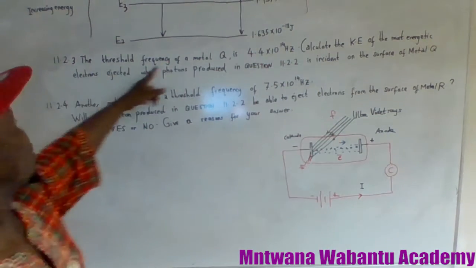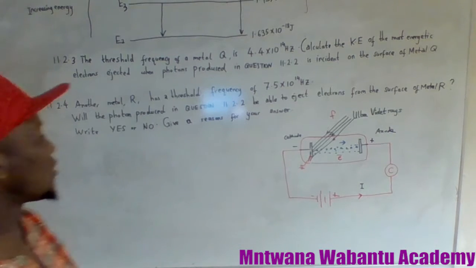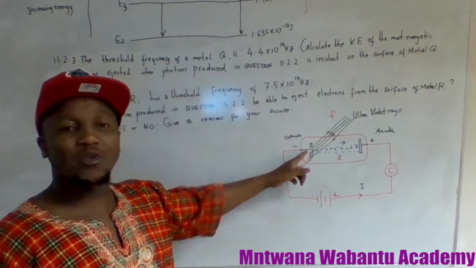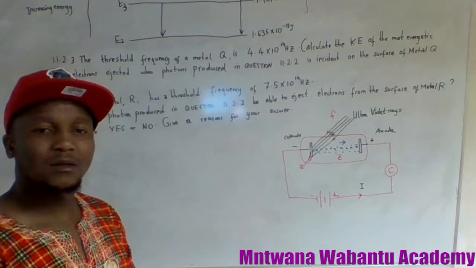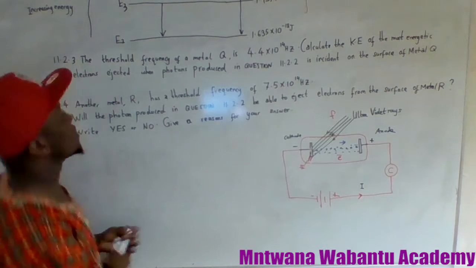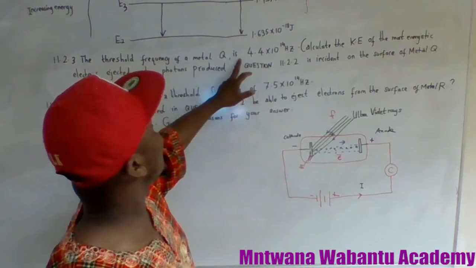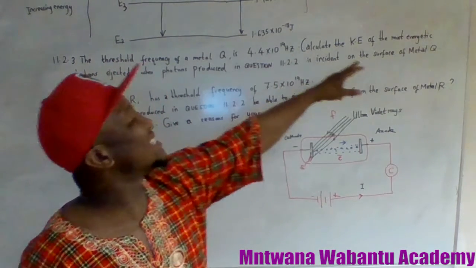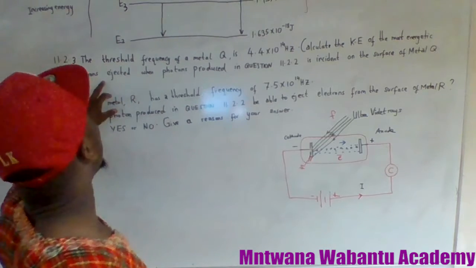So let's say the threshold frequency, what is the threshold frequency? Threshold frequency is the frequency of the metal plate, which you call F0. That's the threshold frequency. So let me write the formula for you quickly. Before we do this, say threshold frequency has this one. Then we go to the kinetic energy of the most energetic electron ejected.